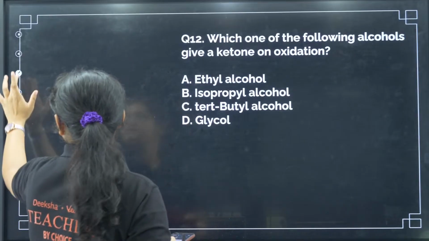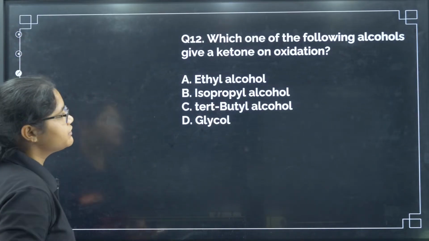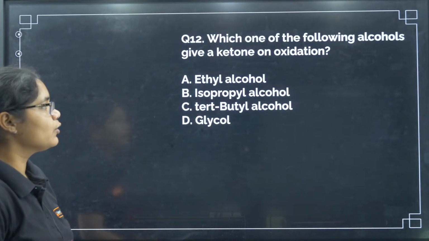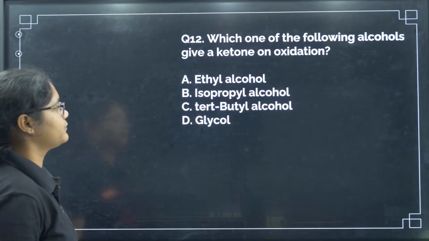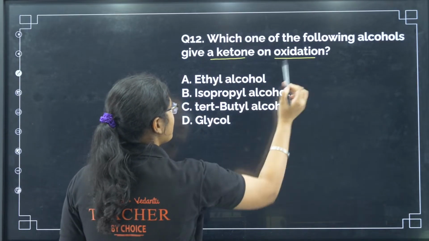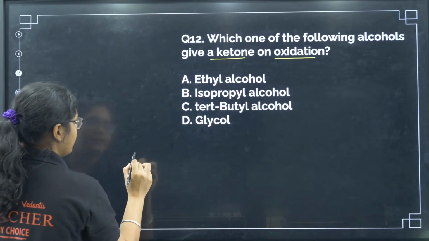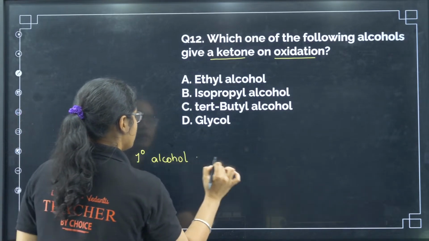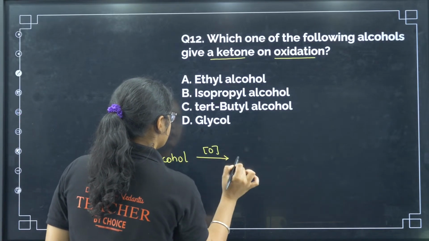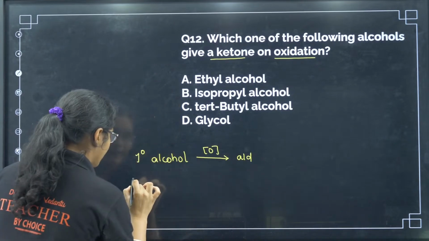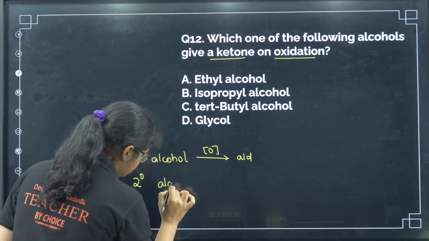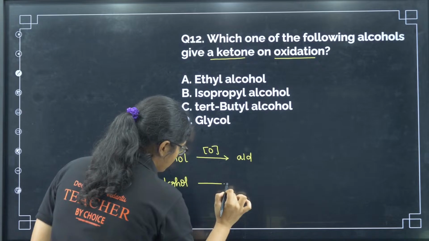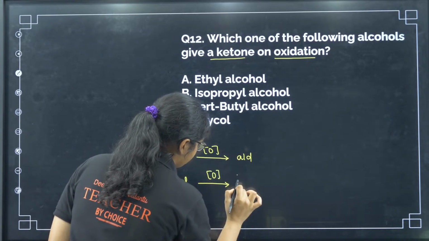So I've just discussed 11th, right? Yes, 12. Which one of the following alcohols give a ketone on oxidation? This is very simple question. You have to get a ketone on oxidation. So you should know here that primary alcohol on oxidation will give you aldehydes, and secondary alcohol on oxidation will give you ketones.